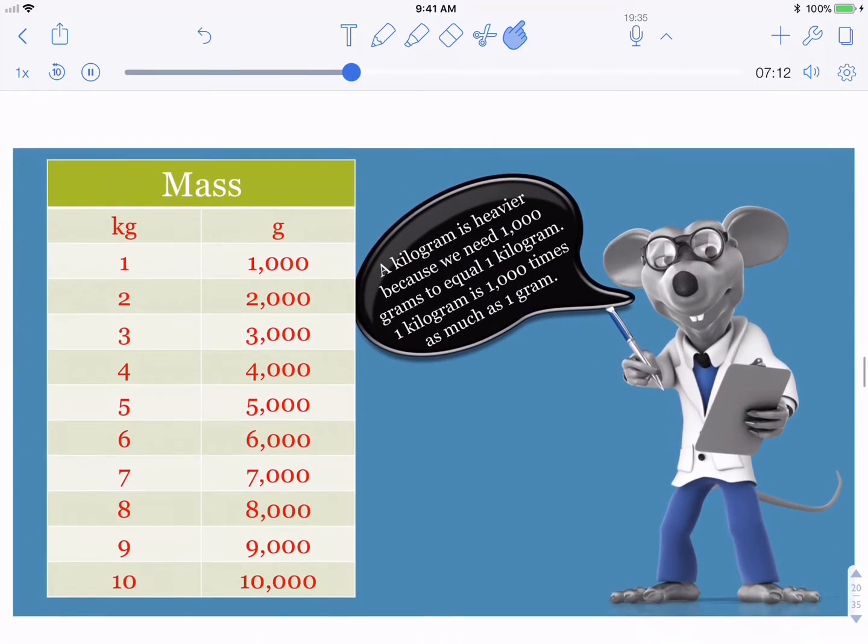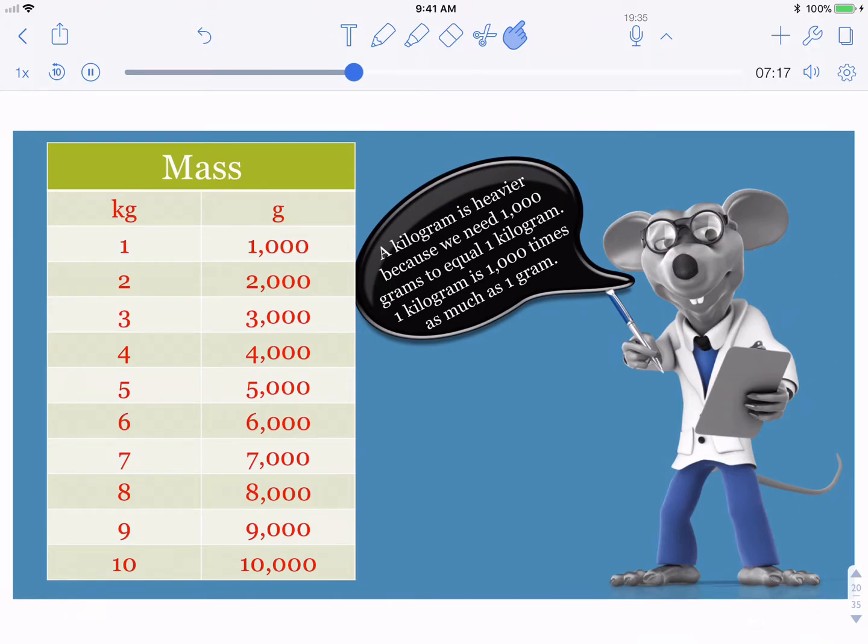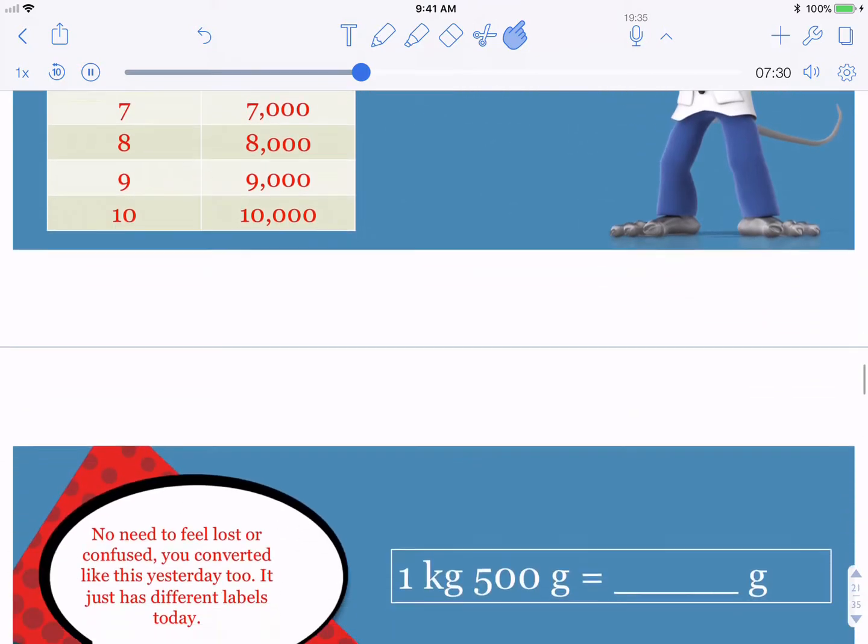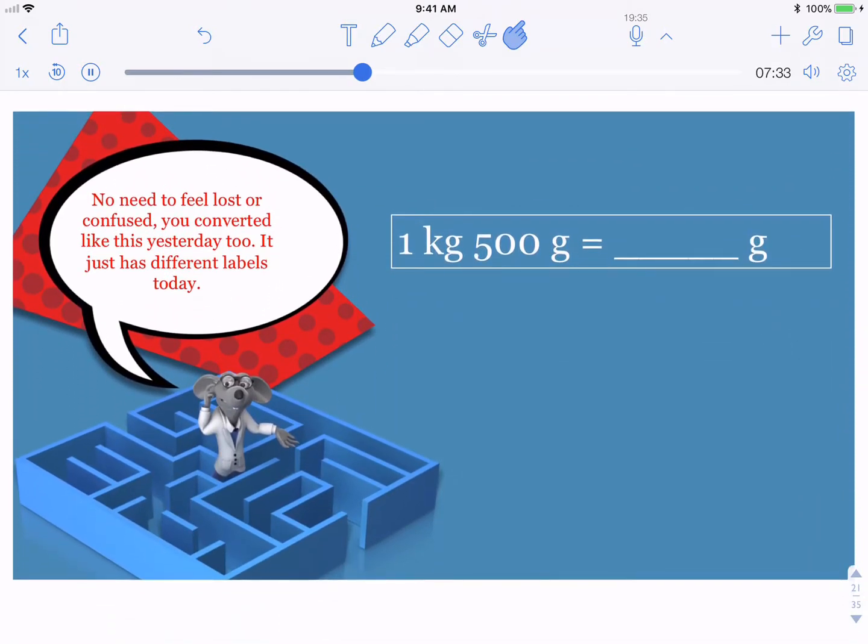Okay, here's the completed chart. A kilogram is heavier because we need 1,000 grams to equal 1 kilogram. 1 kilogram is 1,000 times as much as 1 gram. No need to feel lost or confused. You converted like this yesterday too. It just has different labels today.